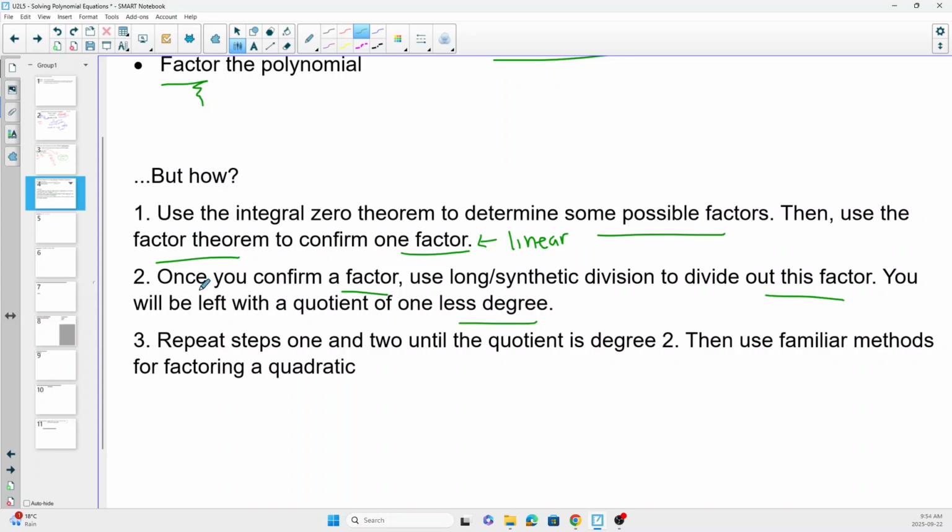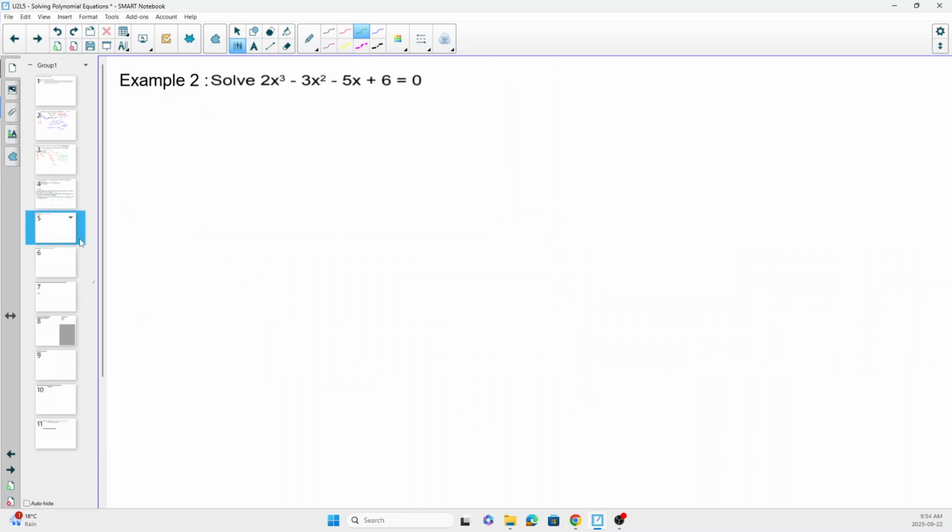You will repeat these steps until the quotient that you are left with is degree 2. So if you are originally factoring a degree 3 polynomial, you find one factor, you factor it out, you're going to be left with a quotient that's degree 2. That's great, you're done. You don't have to go back to these steps. At that point, you will use familiar methods that you already know for factoring a quadratic to factor the remaining quotient further. A lot of words, but let's just look at an example.